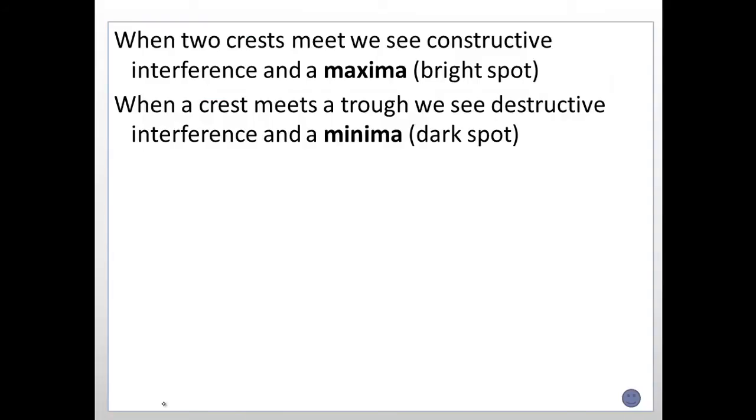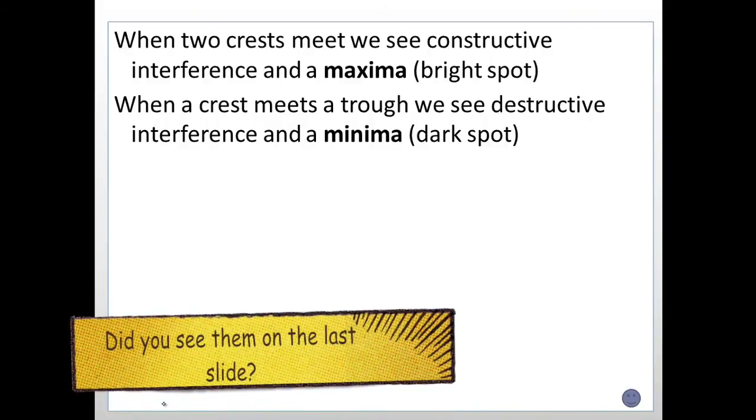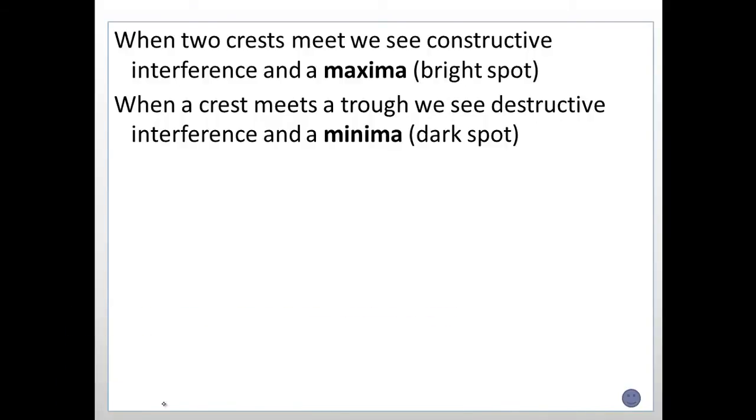So in general, when two crests meet, we see the constructive interference and a maxima. When we're thinking of it in terms of amplitude, remember that when it was constructive interference, it actually added the amplitudes together. Conversely, in the troughs, we're seeing these ideas of destructive interference, and in that case, it's going to be a minima. When we're dealing with light, a maxima is definitely a bright spot, and a minima is a dark spot.